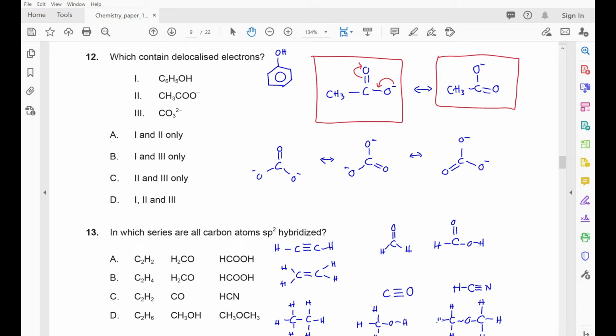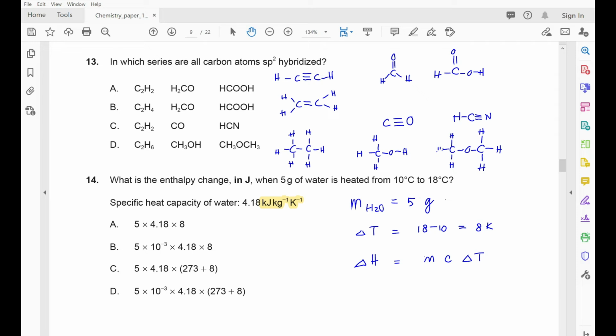Whereas carbonate ion, this lone pair of electrons pushes here, establishing a new double bond. And then this lone pair can also push there, and this double bond breaks. So all 1, 2, 3 have delocalized electrons. Answer is D. In which series are carbon atoms sp2 hybridized?